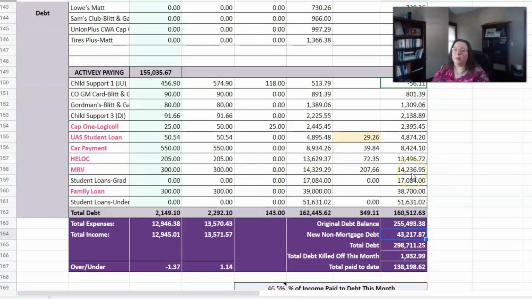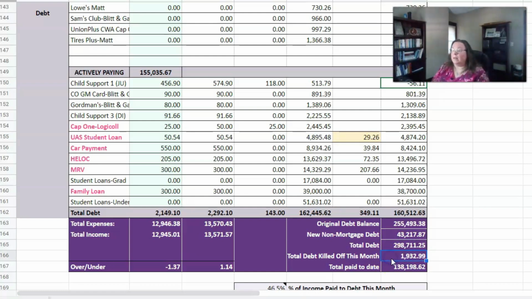And then I charged it up again. And I talked about that in previous videos. I won't go into all of that here, but that's where a lot of this $43,217 in new debt is coming from. And it's new, meaning new since February 1st of 2018. So over the course of 4 years, since we started with this 255, right? That brings our total debt to $298,711 is the total non-mortgage debt that we need to pay off.